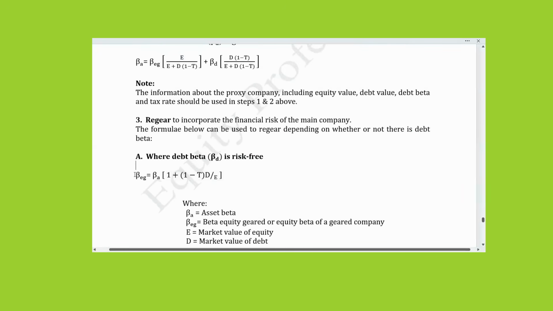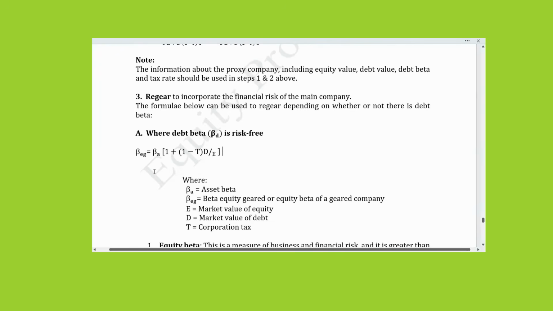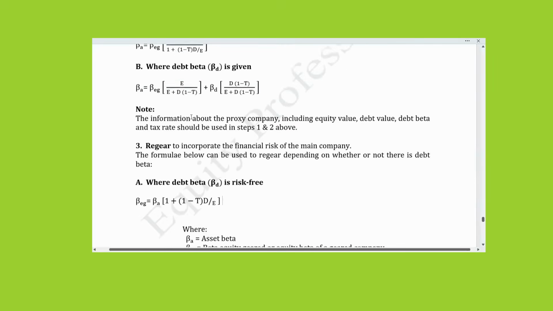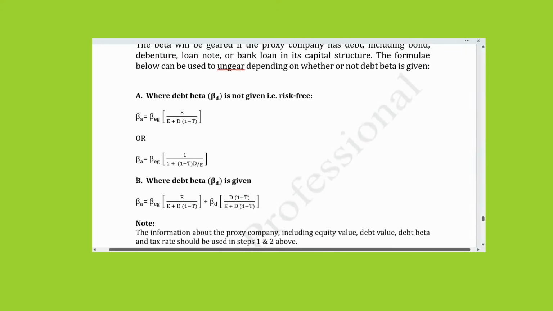So beta equity of a geared company is computed as the beta asset that you have calculated in step 2, multiplied by 1 plus (1 minus tax rate) multiplied by the debt equity proportion of the main company. This is the formula you are going to use to regear. But where debt beta is given in the question, then you have to use the same formula you have in step 2, where debt beta is given.